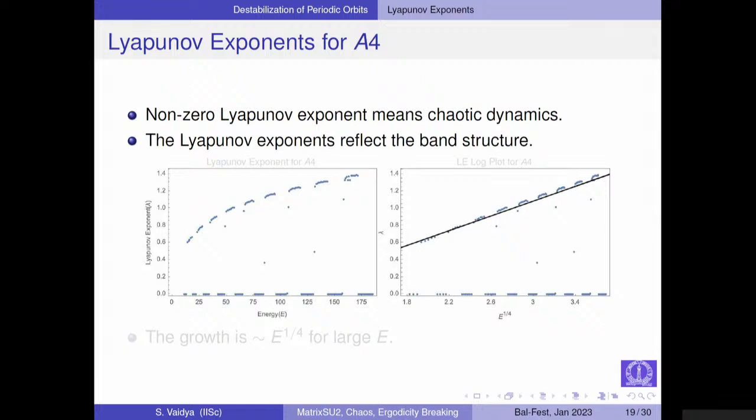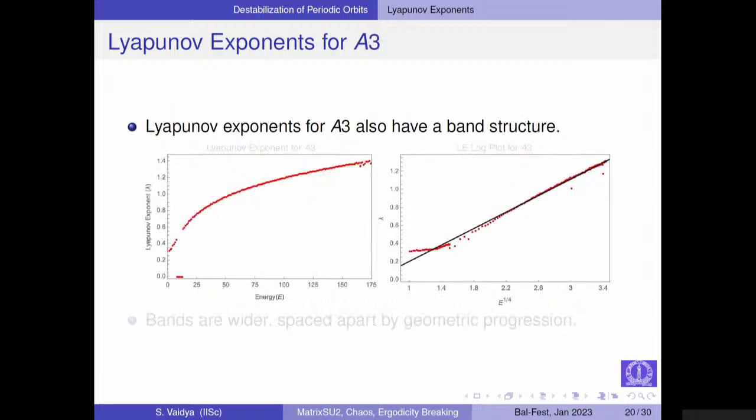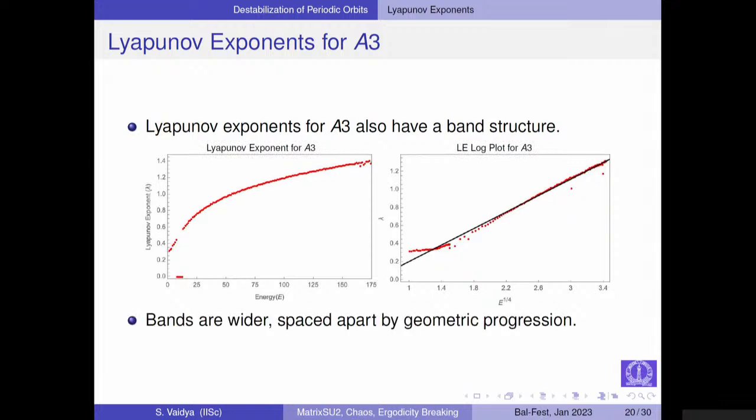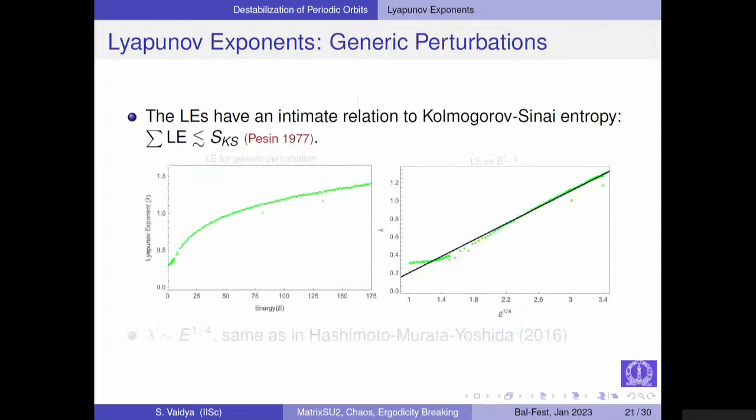And we can try to fit this curve, and it turns out that the growth is like E to the 1/4 for large E. You can do the Lyapunov exponent calculation for A3 as well. Again, for A3, of course, for high energies, the bands are very, very widely spaced. So we can see only one band here. But again, the exponent goes like E to the 1/4. And because the bands are very widely spaced, I'm not able to plot the next band here.